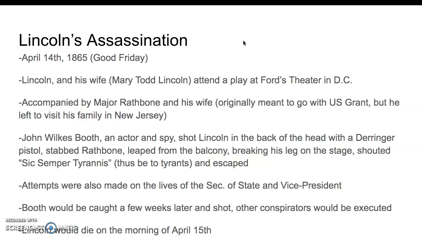Attempts were also made on the lives of the Secretary of State, William Seward, and Vice President Johnson. Booth would be caught a few weeks later and shot. Other conspirators would be executed. Lincoln would never wake up and would die on the morning of April 15th.